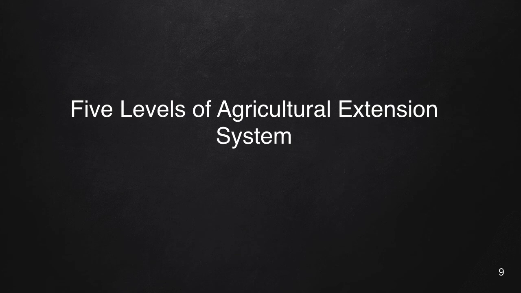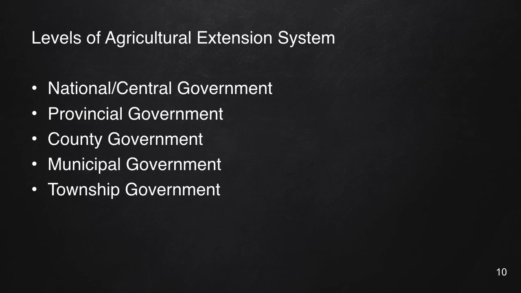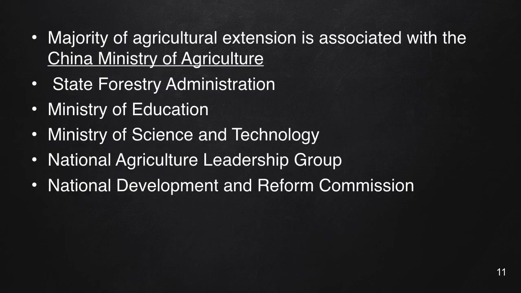There are five levels of agricultural extension in China. These are national, provincial, county, municipal, and township levels. The majority of agricultural extension is associated with the China Ministry of Agriculture, with an emphasis of forestry-related crops including woody ornamental crops, the counterpart of Philippines DNR, Ministry of Education, Ministry of Science and Technology, the National Agriculture Leadership Working Group. This consists of leaders from ministries or similar agencies associated with different aspects of rural areas, and the National Development and Reform Commission. These all have respective counterparts at various local levels and provide resource and program support to the provincial agencies.